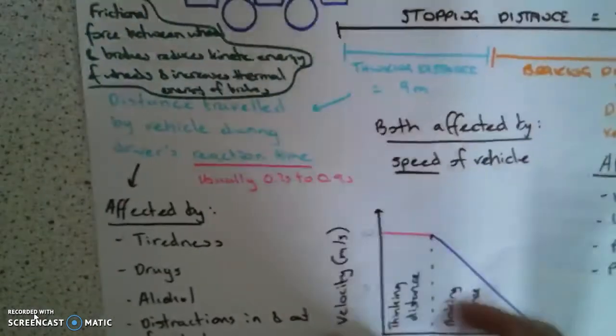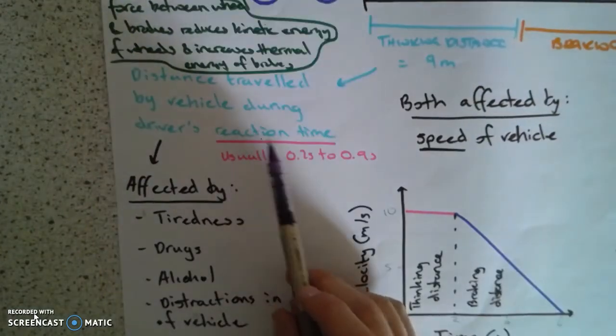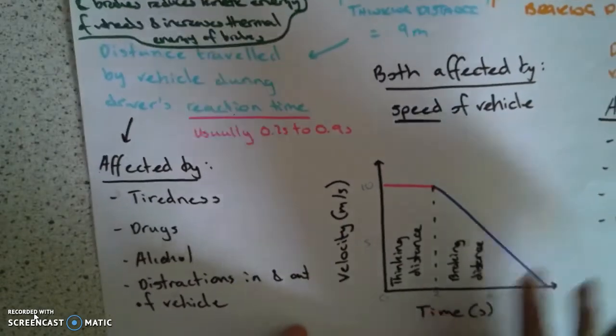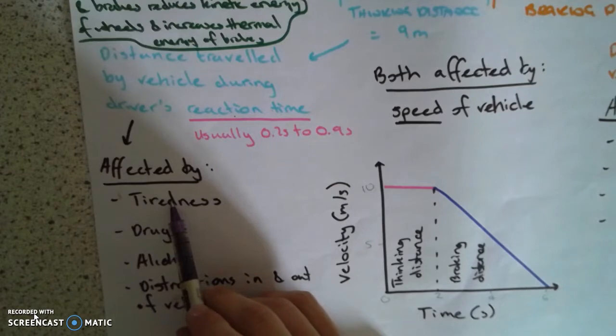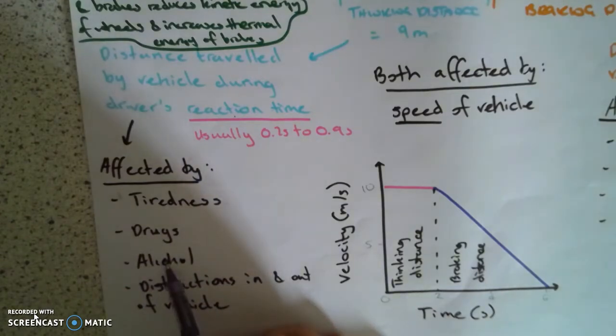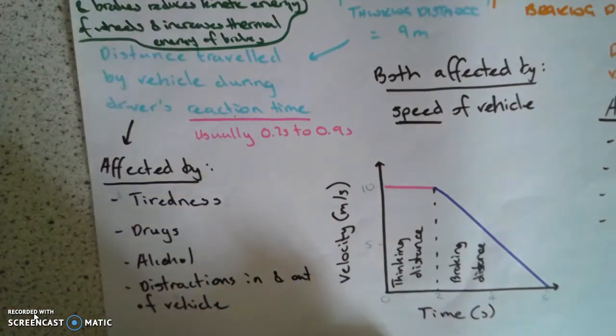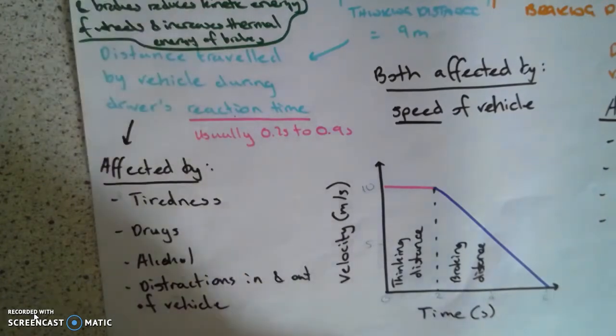Okay, but if we just take thinking distance on its own, a driver's reaction time can be affected by a number of things, and here's the list of 4 that you need to know for your exam. So a driver's reaction time can be affected by tiredness, that can decrease it, drugs, so under the influence of recreational drugs, that can increase or decrease reaction time. Alcohol, generally that increases the driver's reaction time. And then distractions in and out of the vehicle. So we're thinking about looking at a cat up a tree, all the way down to using your sat-nav. That is still going to affect the driver's reaction time if they're not concentrating carefully on the road.